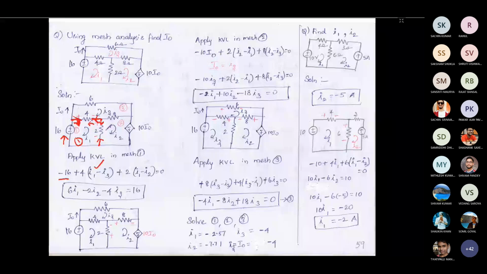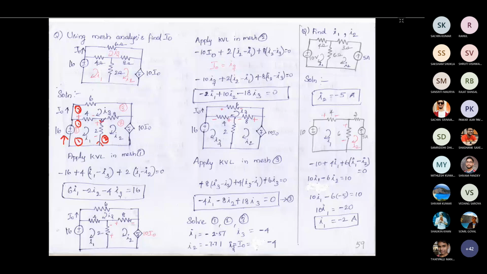Okay. So here, this 4 ohm resistor is a common resistor between this mesh, that is 3, and this mesh 1. So I have taken I1 and I3. For this 2 ohm resistor, you can see that this resistor is common between mesh 1 and mesh 2. So here, for this 2 ohm resistor, I1 is going to flow from top to bottom and I2 is going to flow from bottom to top.